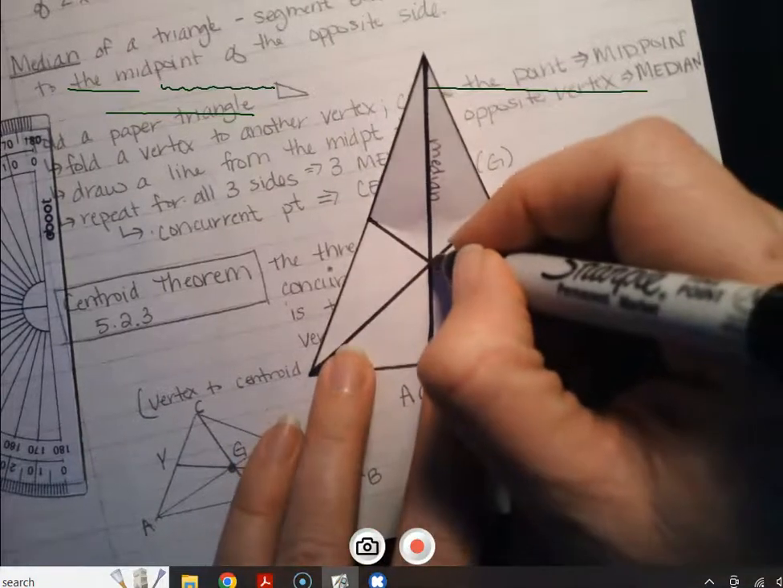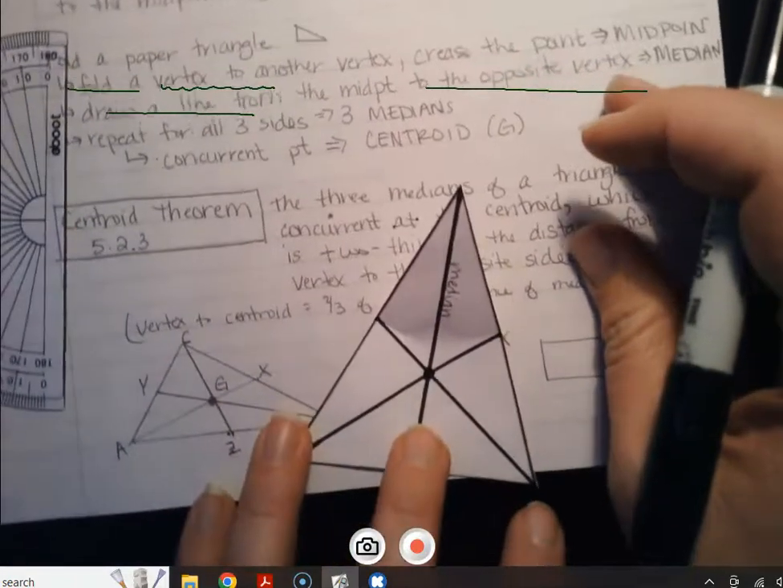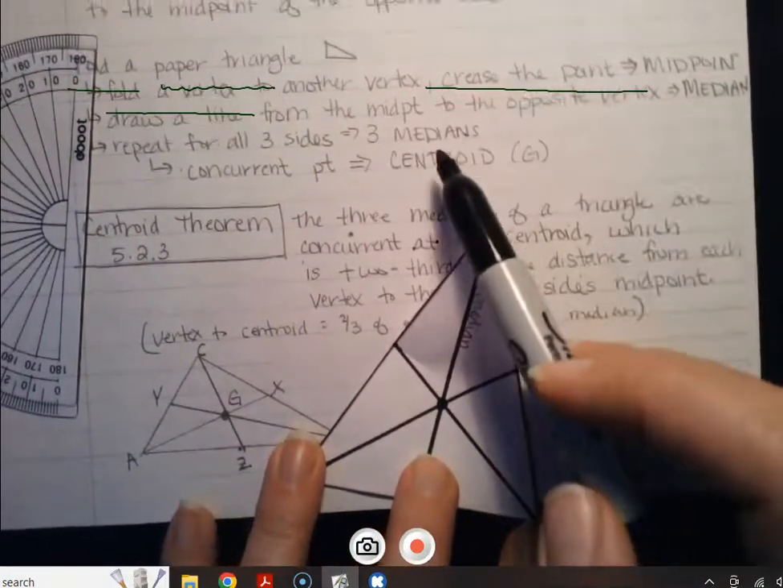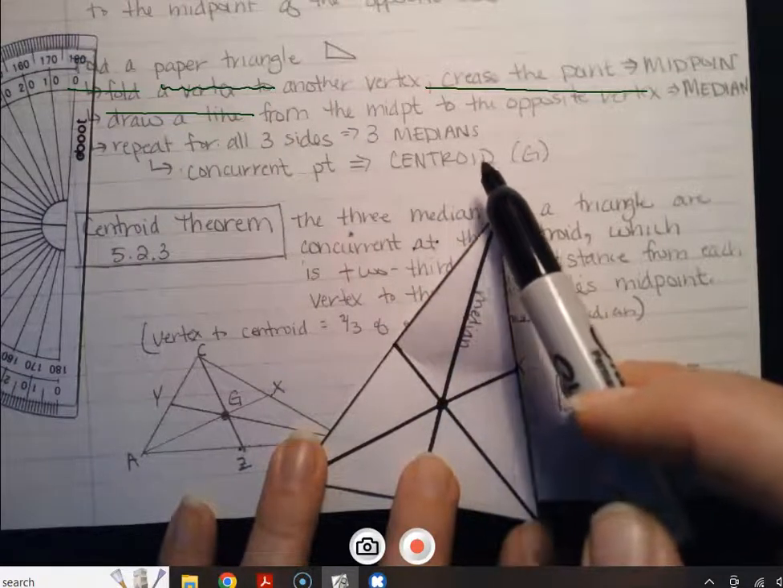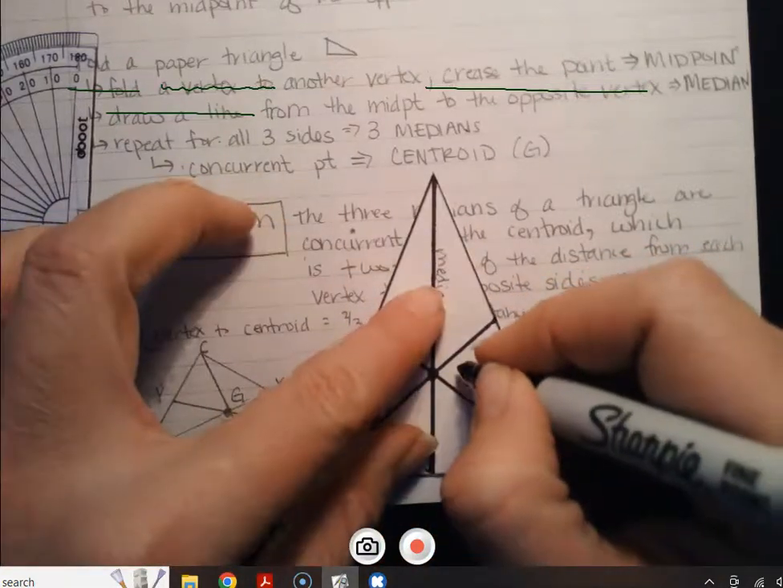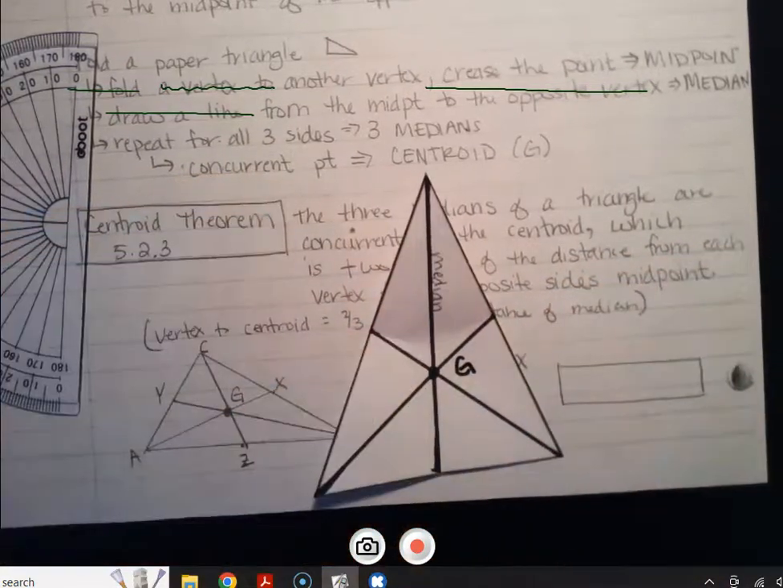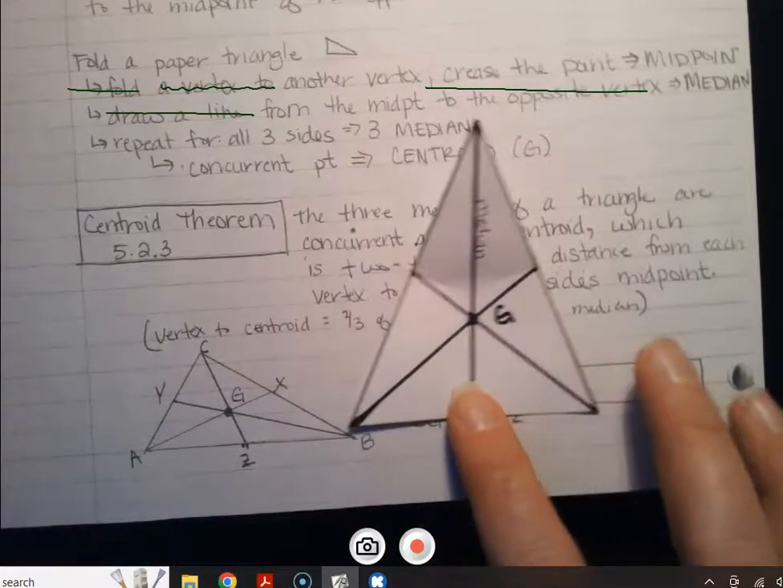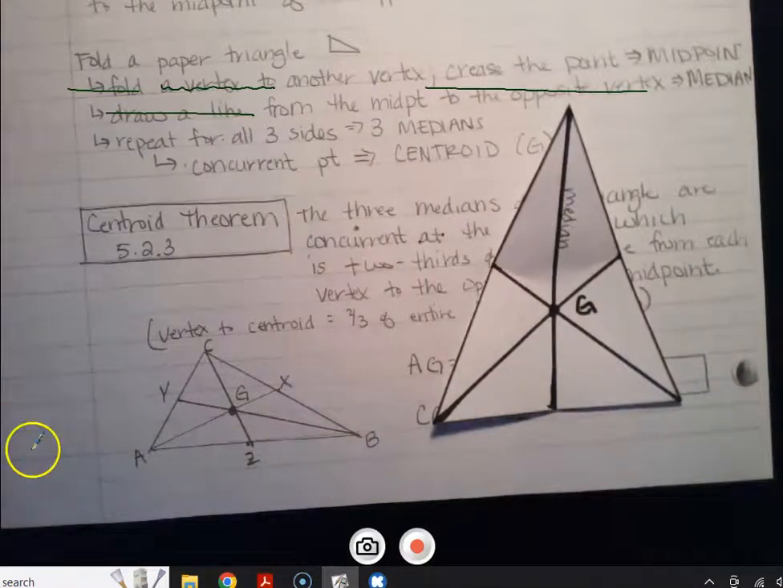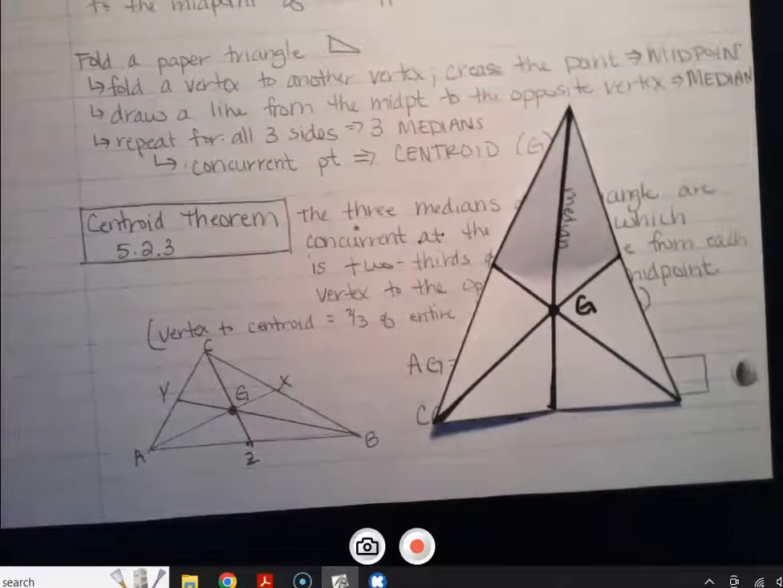And now I have my new point, which is called the what? What is that called? The centroid, and we label it G. All right, what do you think about that? No comments?